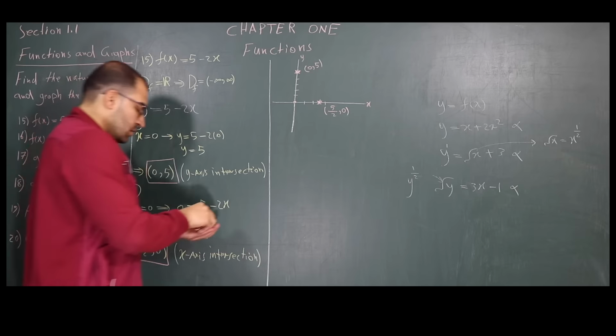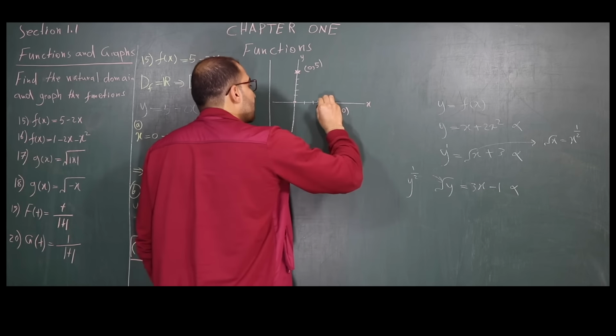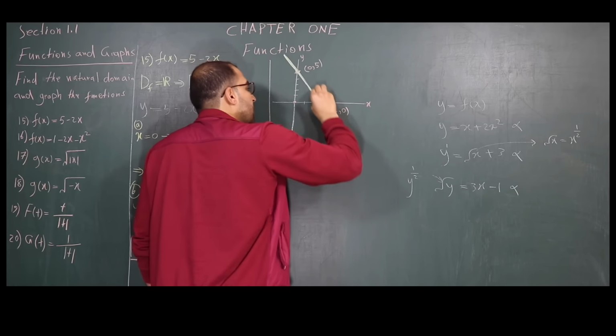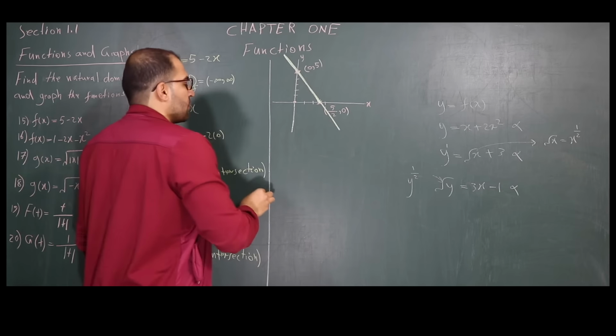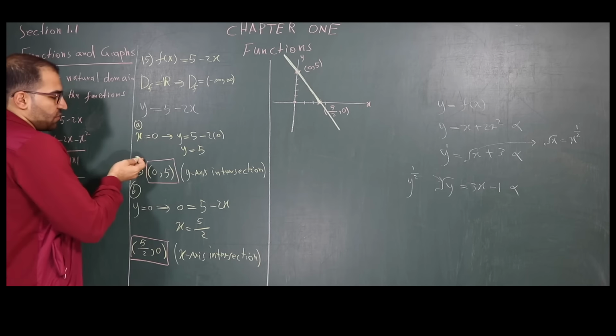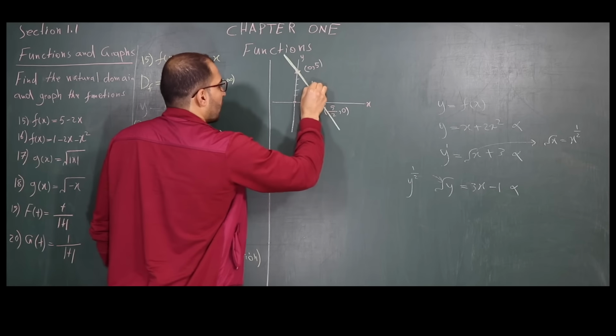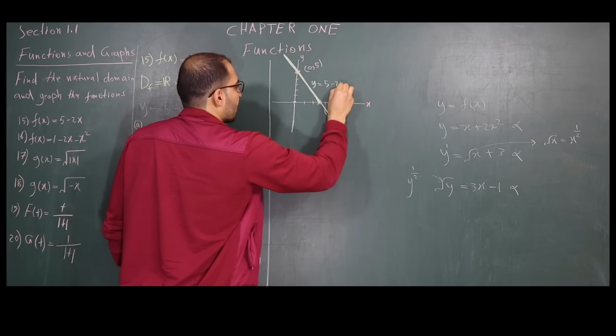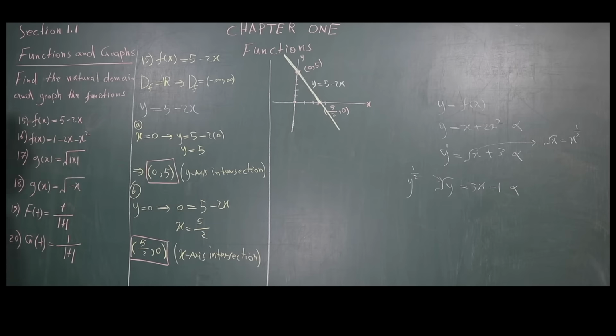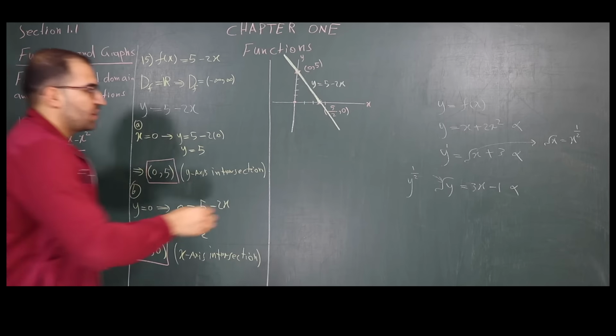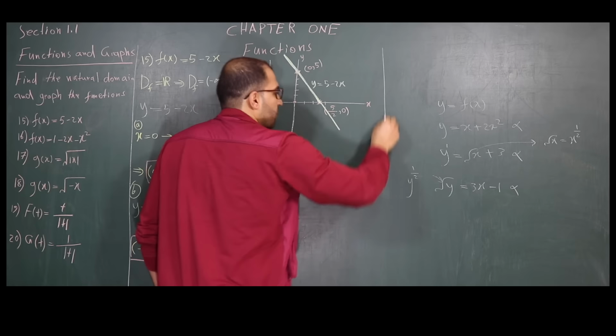So the line will be the graph that goes through these 2 points, which are the intersection with y and the intersection with x. So this is, I would call it, y equals 5 minus 2x. So we completed the solution of the first question.